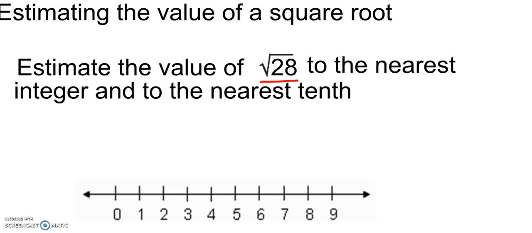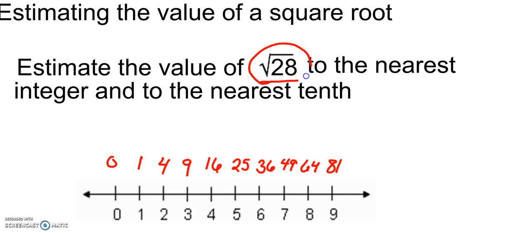So I start off trying to find the perfect squares. So 0 times 0 is 0, 1 times 1 is 1, 2 times 2 is 4, 3 times 3 is 9, 4 times 4 is 16, 5 times 5 is 25, 6 times 6 is 36, 7 times 7 is 49, 8 times 8 is 64, and 9 times 9 is 81. Then I look at the square root of 28 and I ask myself, what two numbers is 28 between? Well, 28 is between 25 and 36. So I know my answer has to be between 5 and 6.